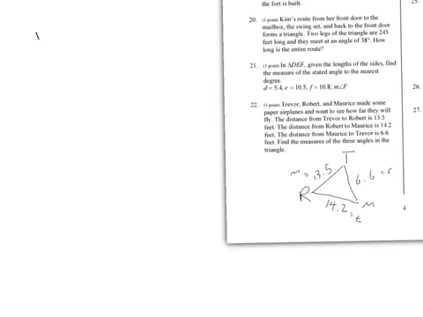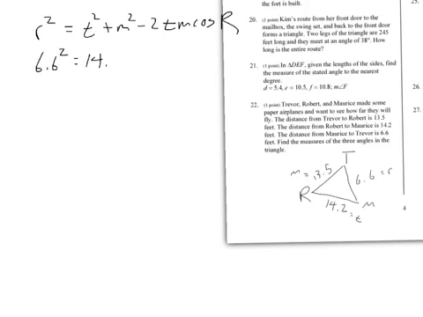So we would do this. The law of cosines formula would look like this: r squared equals t squared plus m squared minus 2tm cosine r. And now let's just plug everything in. Well, r is 6.6, so 6.6 squared equals t squared. Well, t is 14.2. Plus m squared, m is 13.5. Minus 2 times 14.2 times 13.5. I'm running out of room, so at the end there I'm going to multiply that by cosine r.